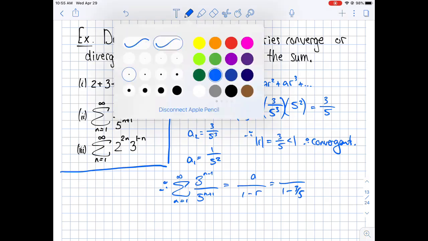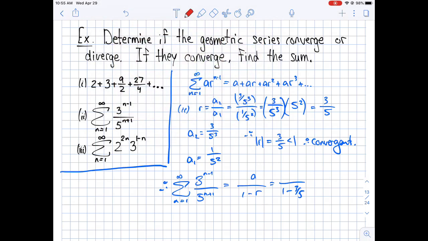So the nice thing about this is that for a geometric series, what is a? Well, if you look up here, a is always going to be the first term. On its own, a is the first term. So for us, what is a1? a1 is right here. It's 1 over 5 squared.